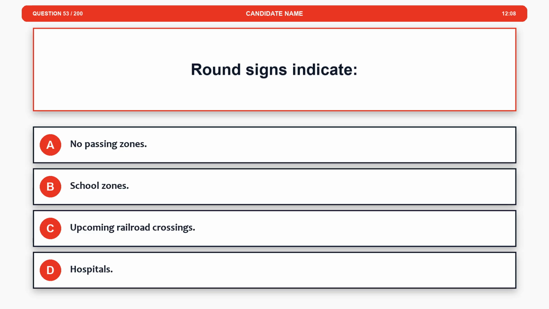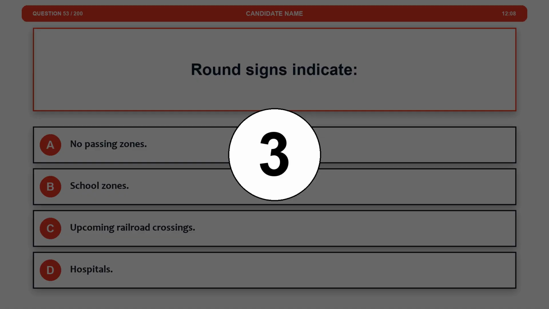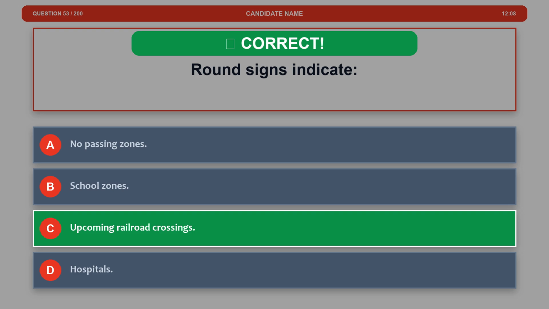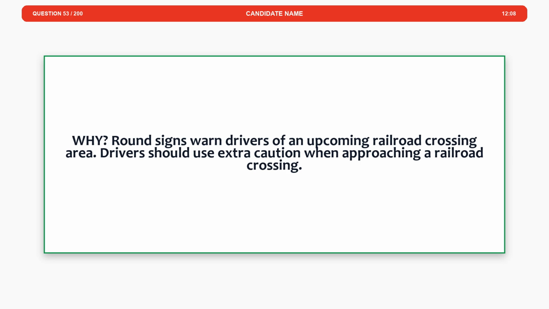Question 53. Round signs indicate. Option A, no passing zones. Option B, school zones. Option C, upcoming railroad crossings. Option D, hospitals. The correct answer is option C, upcoming railroad crossings. Explanation. Round signs warn drivers of an upcoming railroad crossing area. Drivers should use extra caution when approaching a railroad crossing.